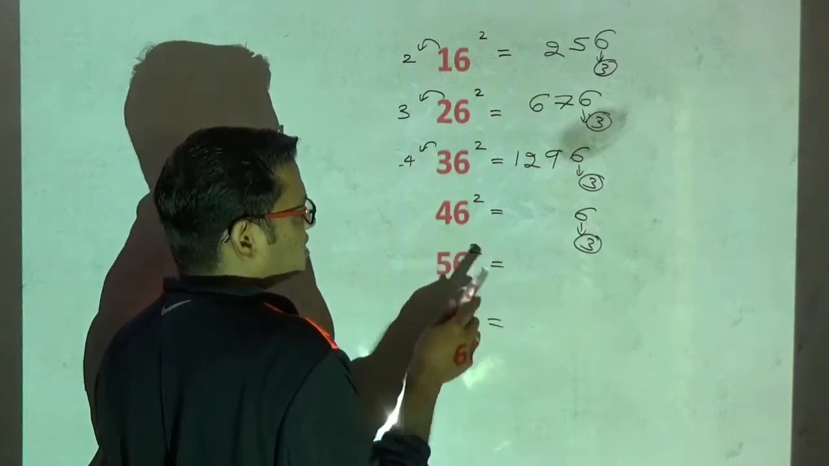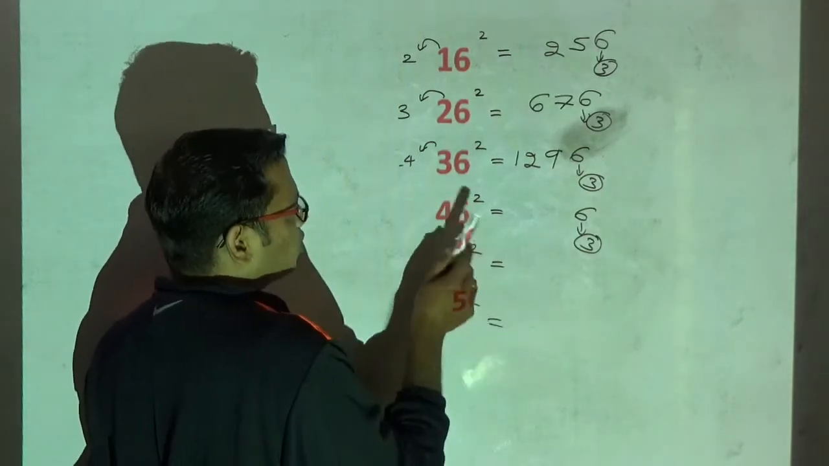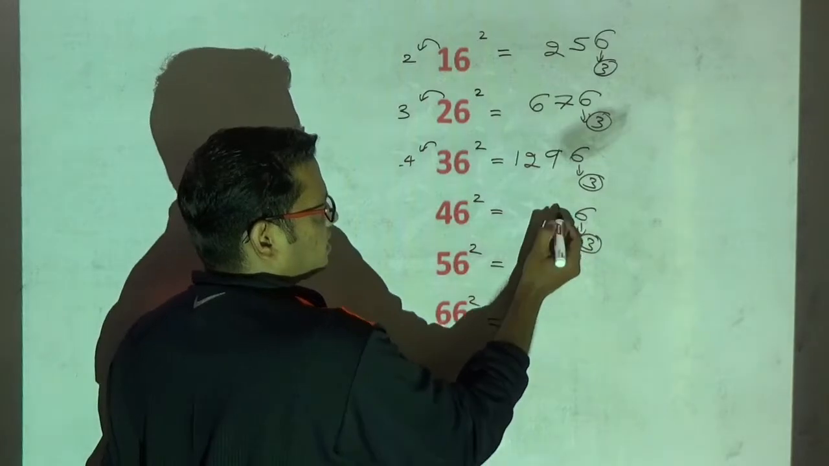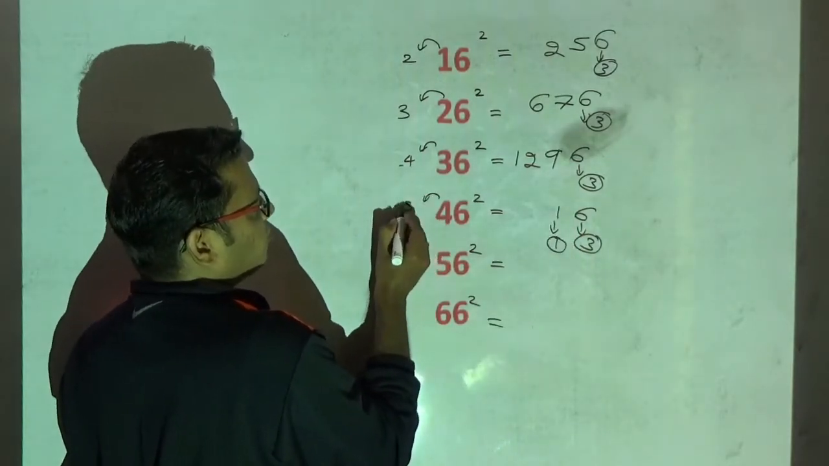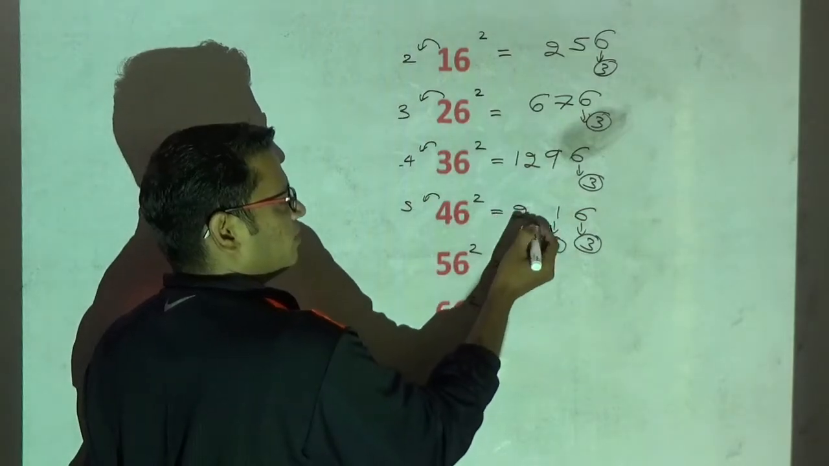6 square 36, carry 3. Now double your 6, it becomes 12. Unit place 2. 2 into 4, 8. 8 plus 3 is 11. Carry 1. Okay, next number is what? 5. 5 4s is 20 plus 1, 21.